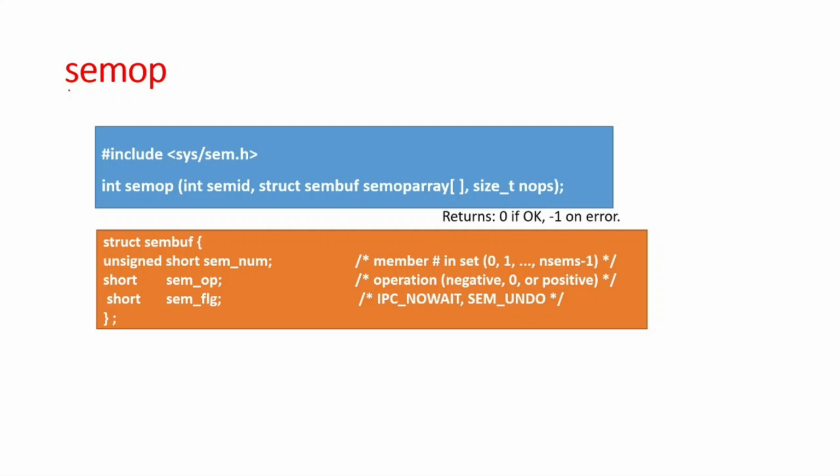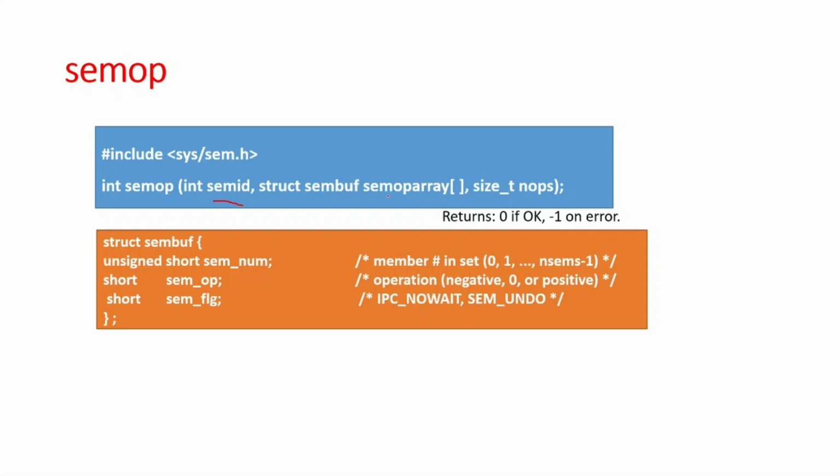The last operation we are going to perform on semaphore is by using the semop function. This semop function atomically performs an array of operations on a semaphore set, and this is the syntax. The first argument that is passed is semid, which identifies the semaphore set on which the operation needs to be performed, right? So we have to pass it to the semop function. This is the first argument.